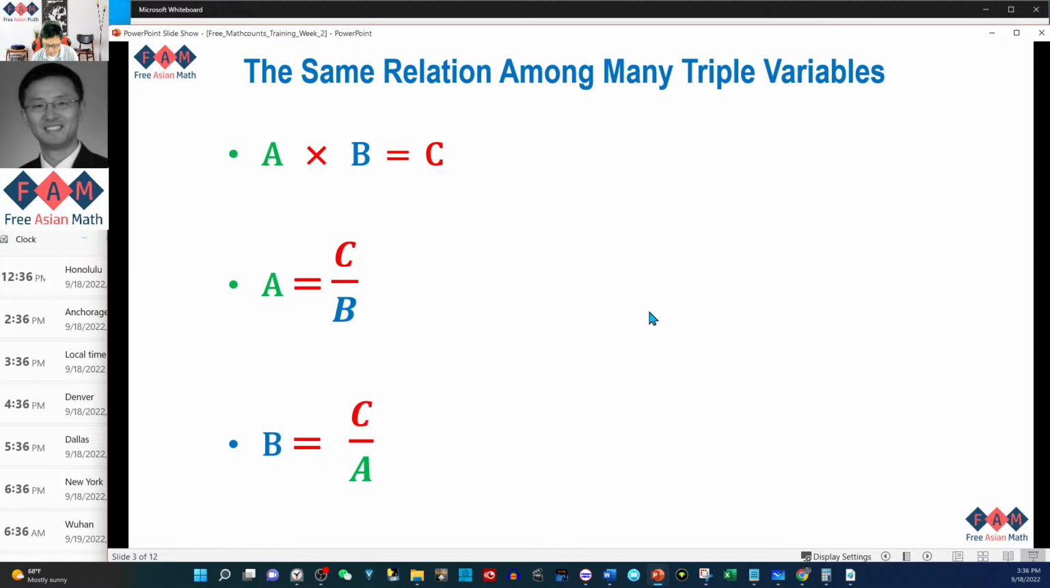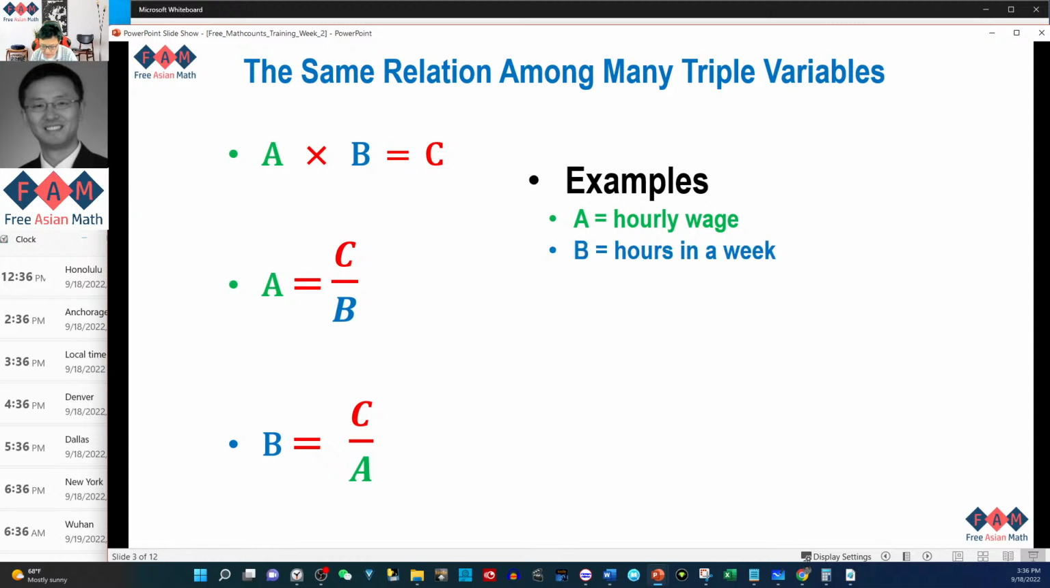So, for example, we can have many real life examples. Let's talk about how much money you can earn on a part-time job. One parameter is your hourly wage, how much money you can earn in a single hour, and the other is how many hours you work in a week. Then you multiply A and B, and you get your total wage, your total money earned in that week. So this is apparently A times B equals C.